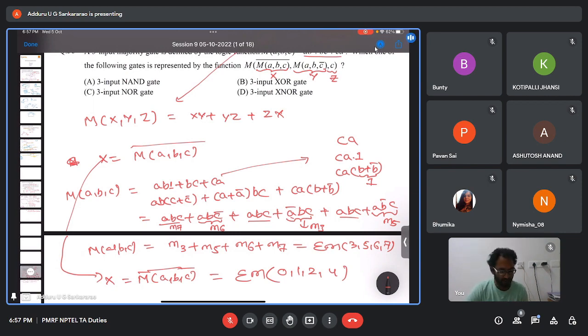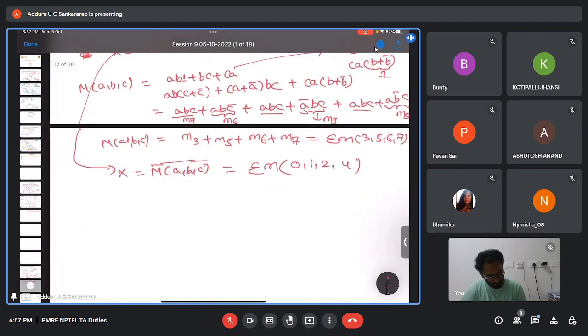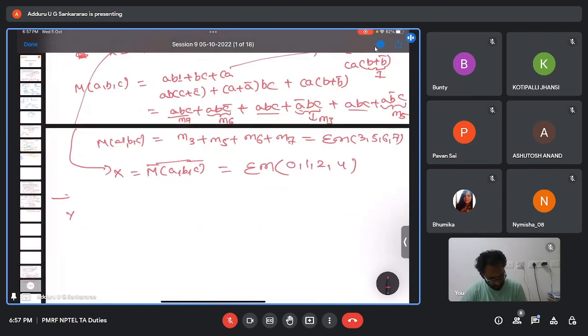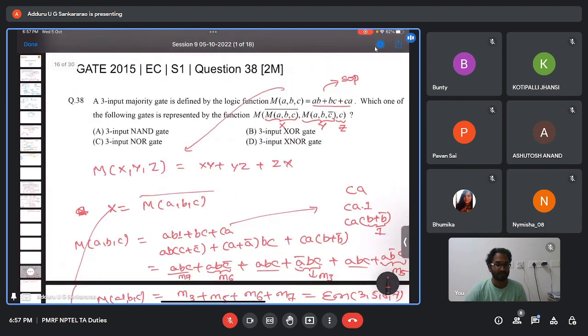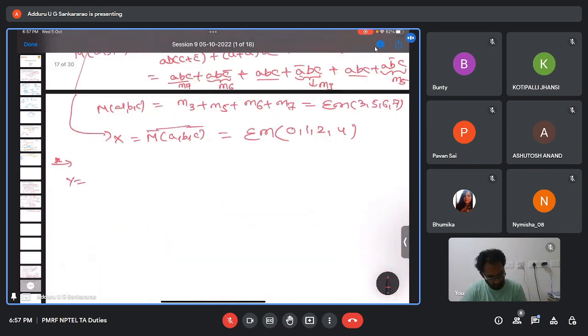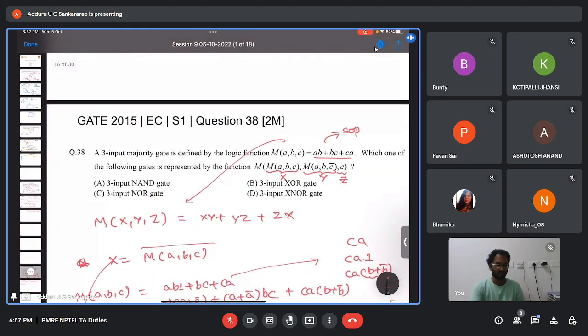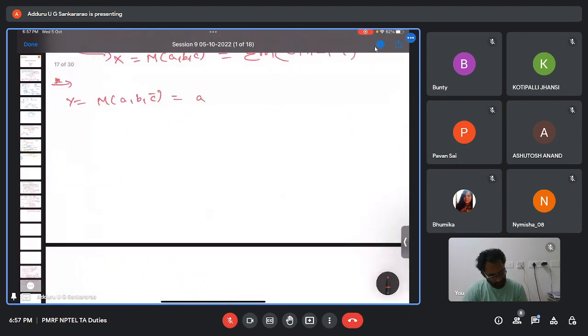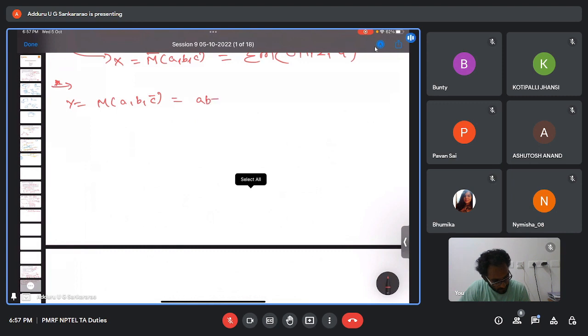Now next we'll find out Y. Our Y is M of A, B, C bar. So expand this. Because the M expansion is given as AB plus BC plus CA, this is nothing but AB plus BC bar plus AC bar.